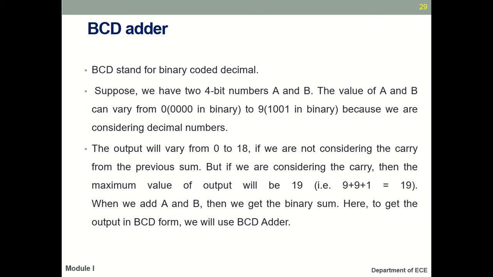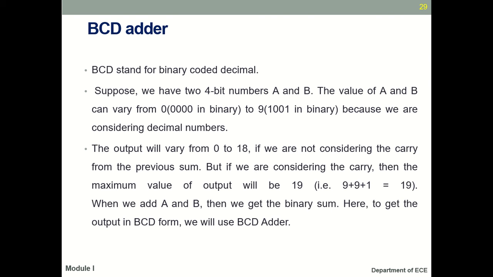A and B, which will be varying as A0, A1, A2, A3, and the B number can be denoted as B0, B1, B2, and B3. The value of A and B can vary from 0 to 9 since it is a BCD adder. So 0 in binary is 0000, and 9 is 1001 in binary, because we are considering the decimal values for addition.